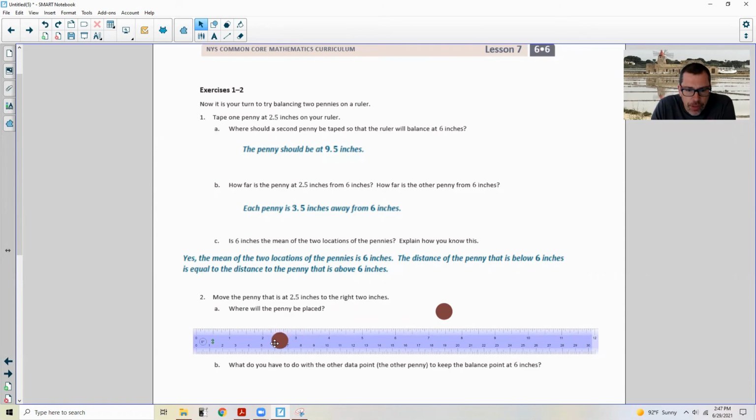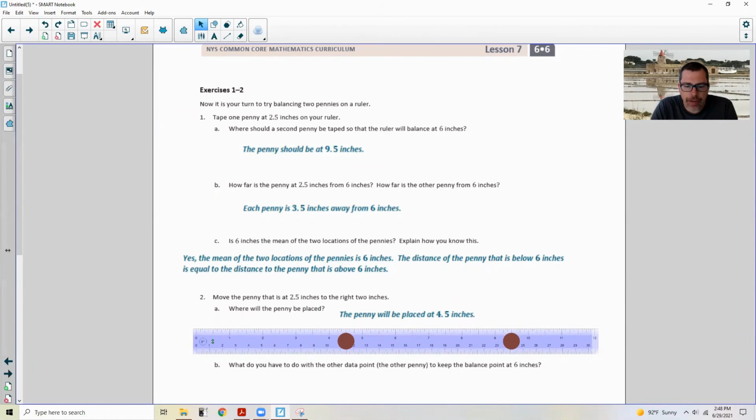So if I am right here at 2.5 inches, and this one is back at 9.5, like up here, and it says move the penny that is at 2.5 inches to the right 2 inches. There's 1, there's 2, now it's at 4.5. Okay, so the penny will be placed at 4.5 inches.